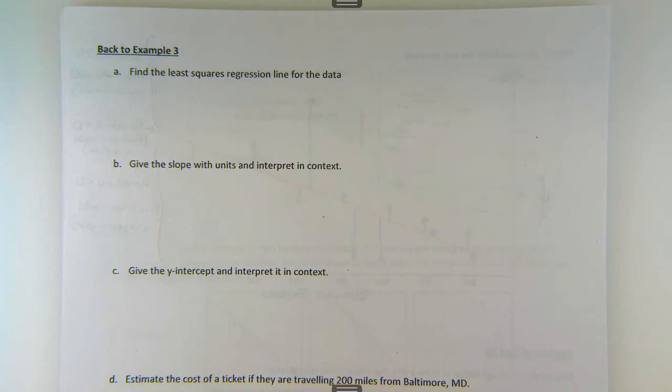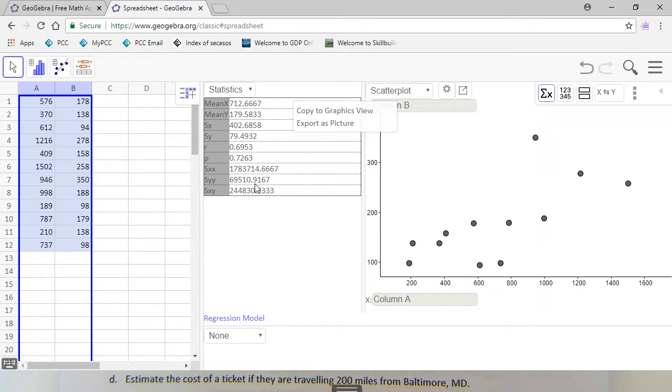Continuing our example that uses the airfare data, what we want to do is find this least squares regression line for the data and give the slope, and then interpret the pieces in context, and we'll look at residuals as well. So first, getting our least squares regression line, let's go back to GeoGebra. In GeoGebra, we have our airfare data in there.